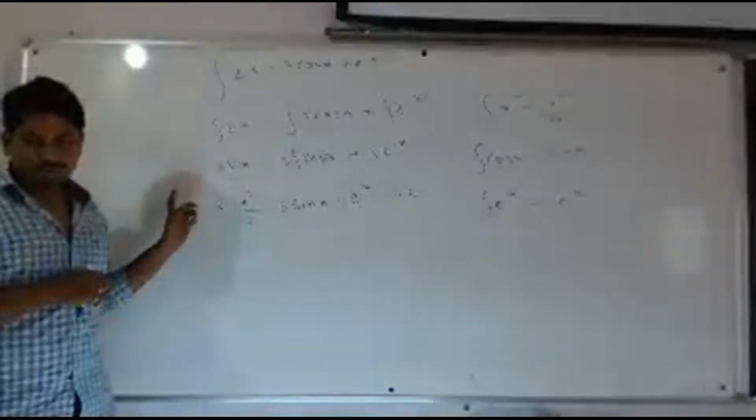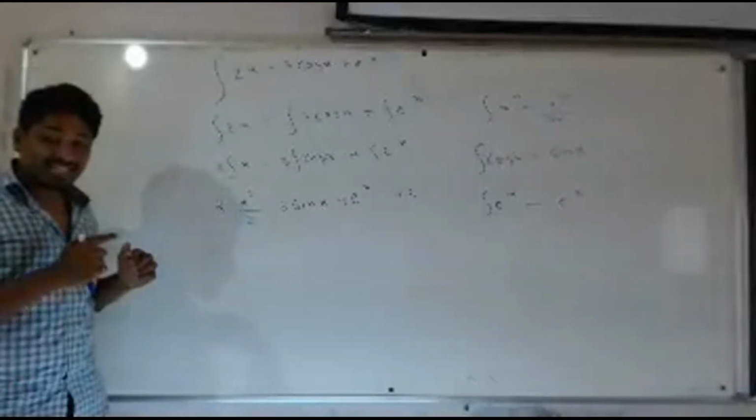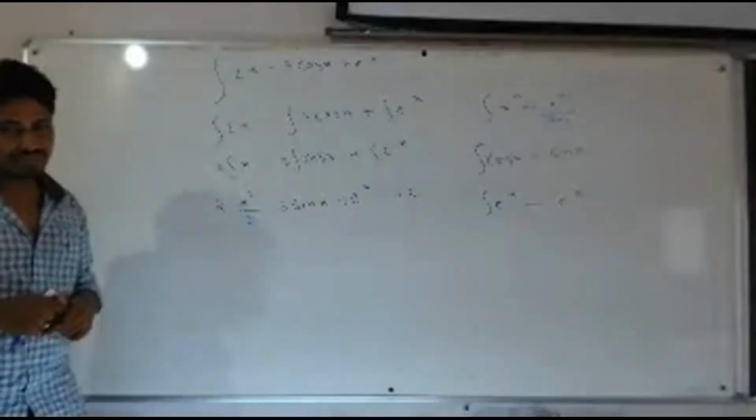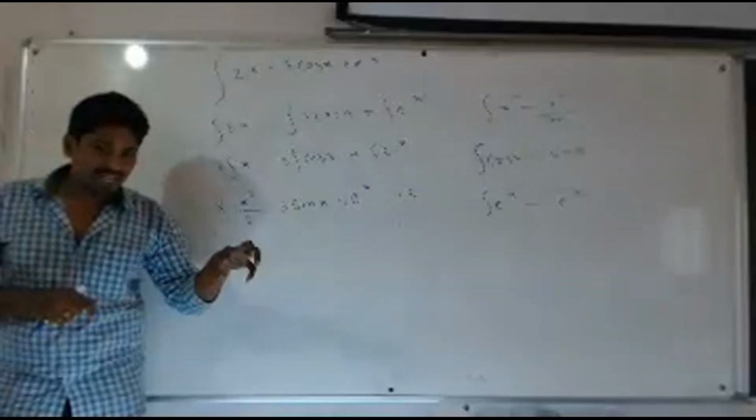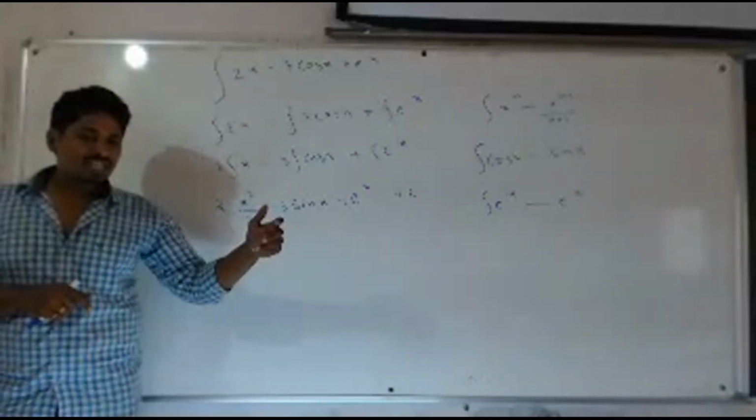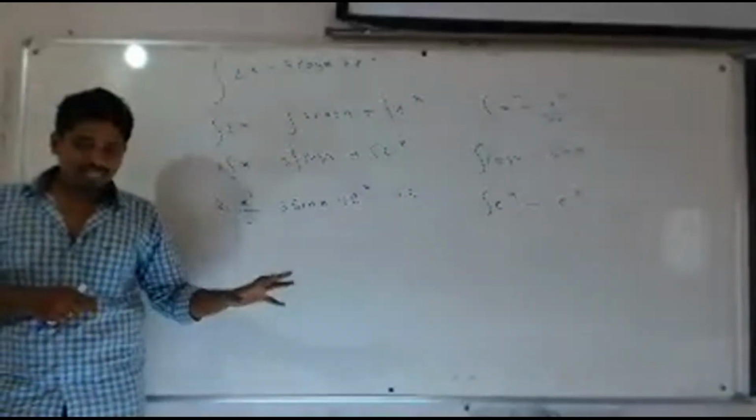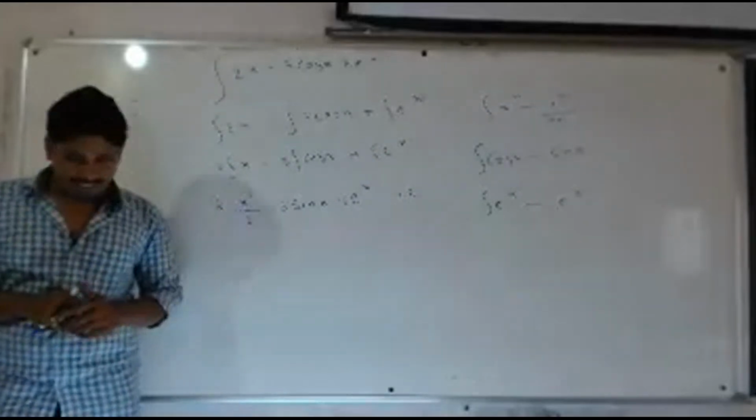But in the starting problems, in the place of x there are ax plus b type sums. In that case, you have to assume that ax plus b as x and proceed, and at last the x coefficient will come in the denominator. Next.